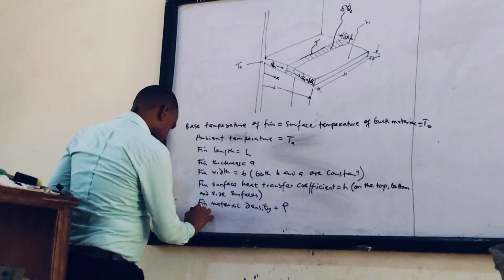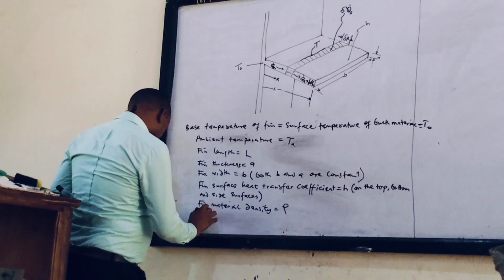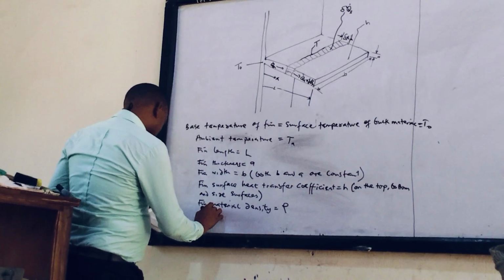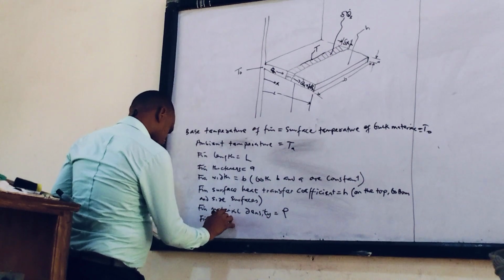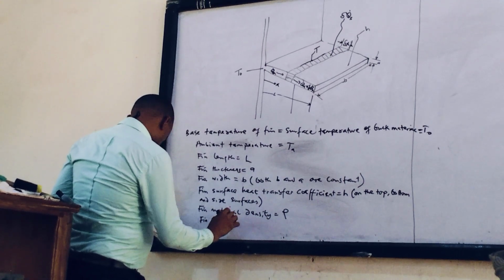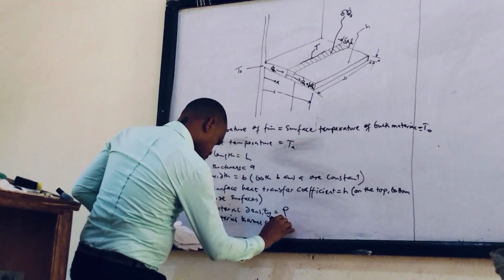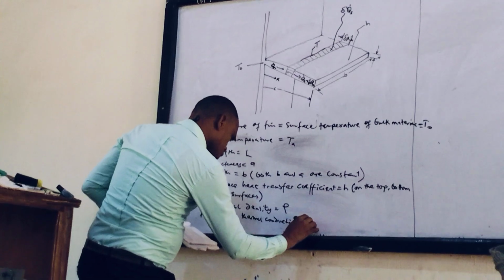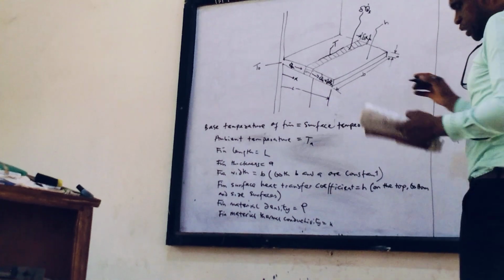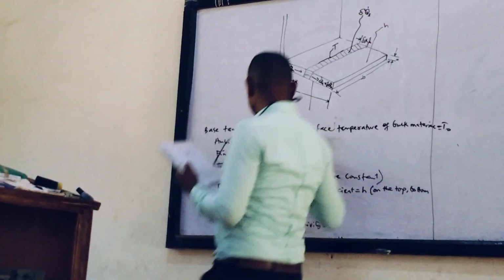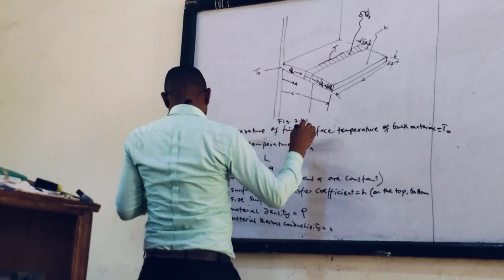Fin material thermal conductivity, of course, the ability to transfer heat. Any material that has that ability to transfer heat has a conductivity, and that conductivity is the constant. Fin material thermal conductivity is equal to K in watt per meter per degree centigrade. So if we have specified that, of course we call this figure 2.41. We call it fin, rectangular fin.